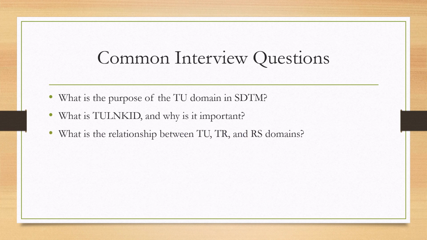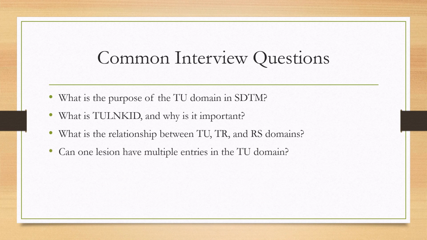The next is, what is the relationship between the TU, TR, and RS domains? The TU domain identifies the lesions at baseline, whereas the TR records the tumor measurements over time. The RS is the domain which captures the overall tumor response, such as complete response or partial response, based on specific criteria, for example, the RECIST criteria. All these are linked using the TU link ID, enabling a consistent mapping of tumor status across the study.